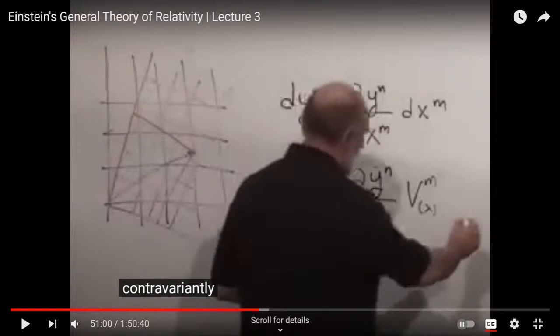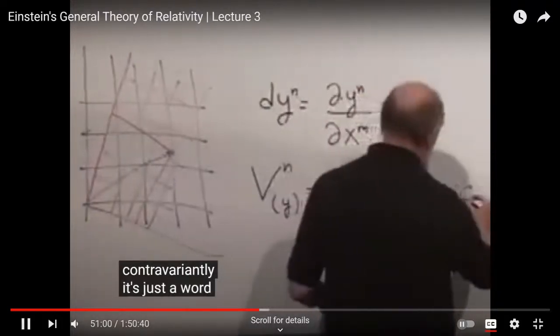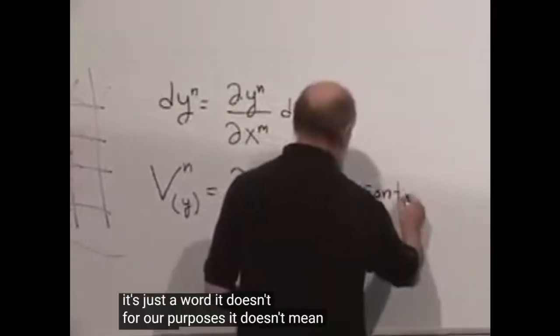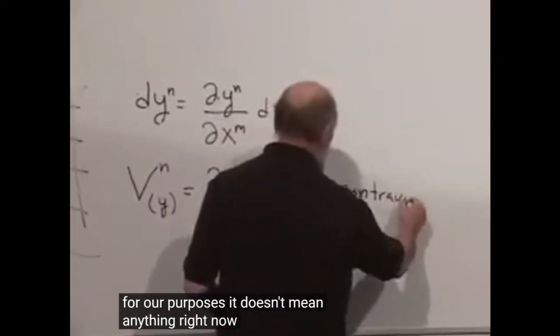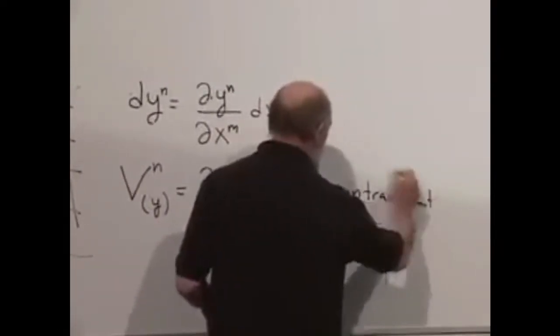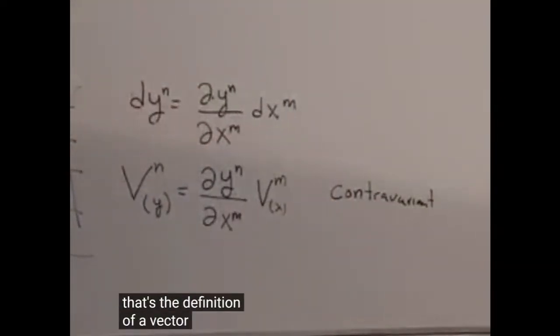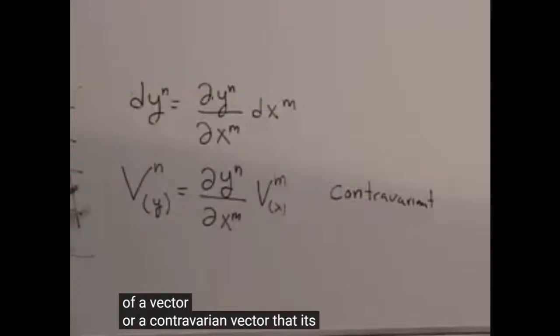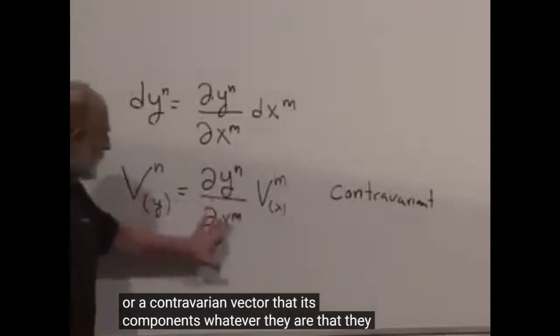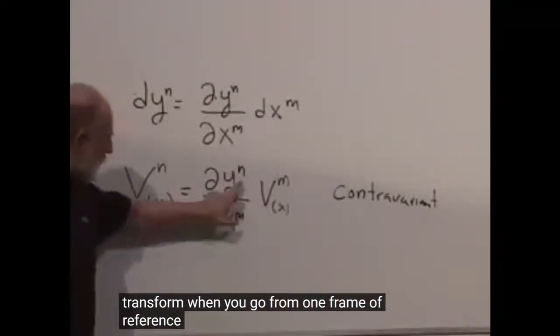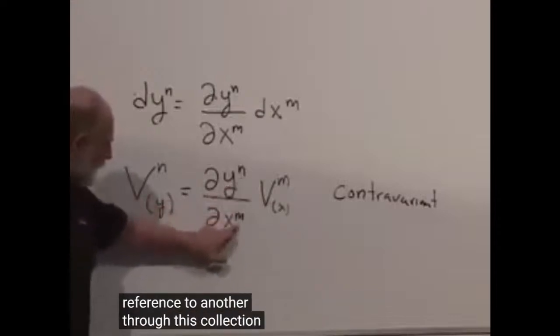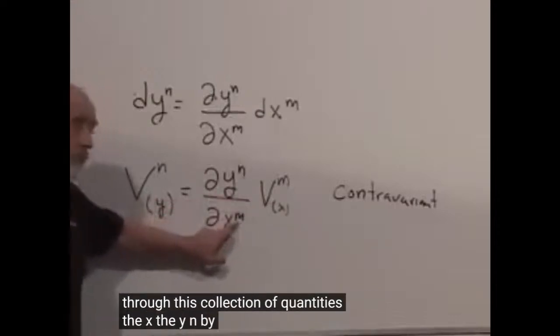Well, usually we say invariant. That means there's no change when we look at it from different perspectives. What is contravariant? It's just a word. For our purposes, it doesn't mean anything right now. That's the definition of a contravariant vector: its components, whatever they are, transform when you go from one frame of reference to another through this collection of quantities, dyn by dxm.